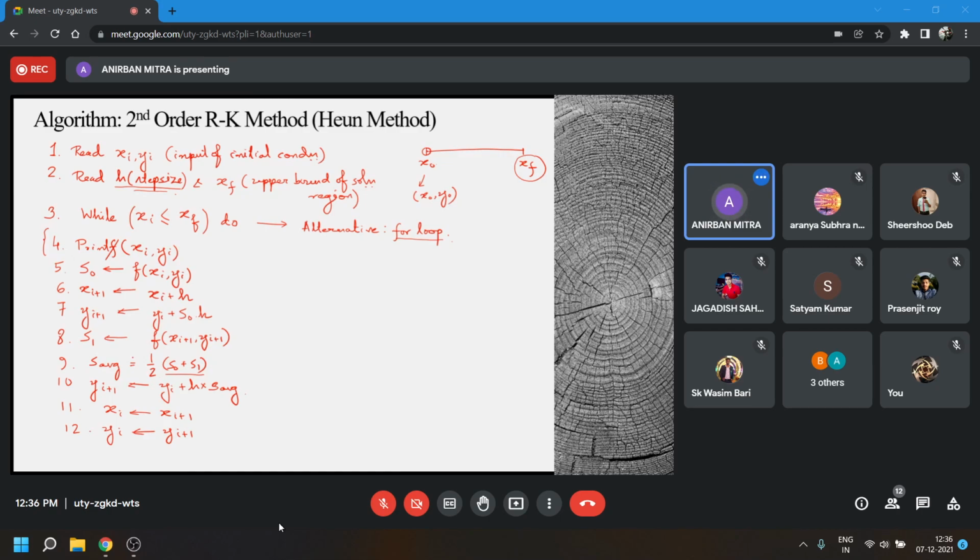With respect to that, we'll again repeat all of these steps, and when it's completed, that means when xi becomes larger than xf, or equal to xf, sorry, when it becomes larger than xf, you will stop the program. So that is the final stoppage. So this is a very basic algorithm for implementing second order RK method.